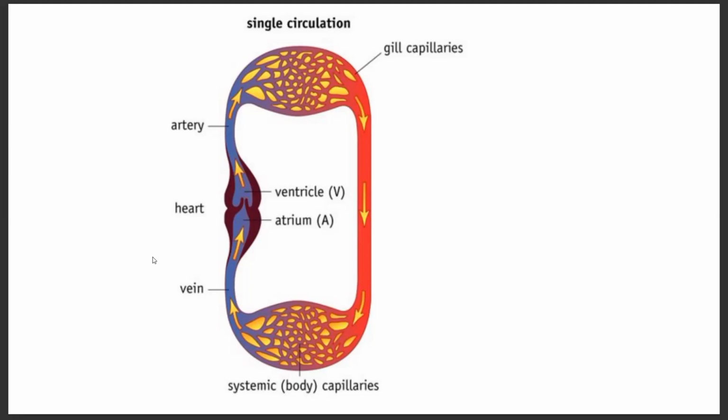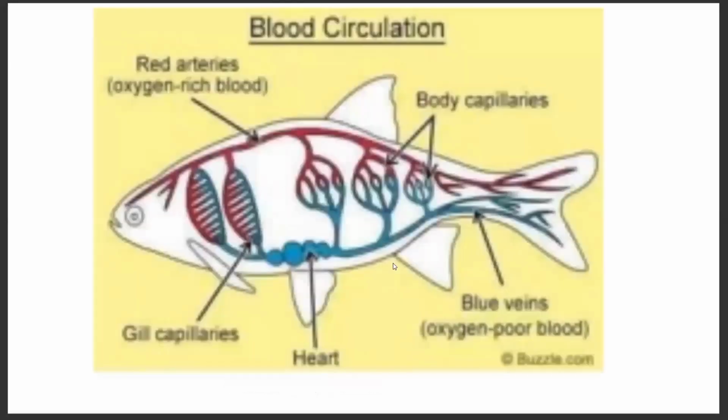In the gills, what happened? The respiratory gases diffuse, and that blood gets oxygenated again. Then the oxygenated blood is sent to the systemic capillaries or body capillaries. So this is the single circulation.